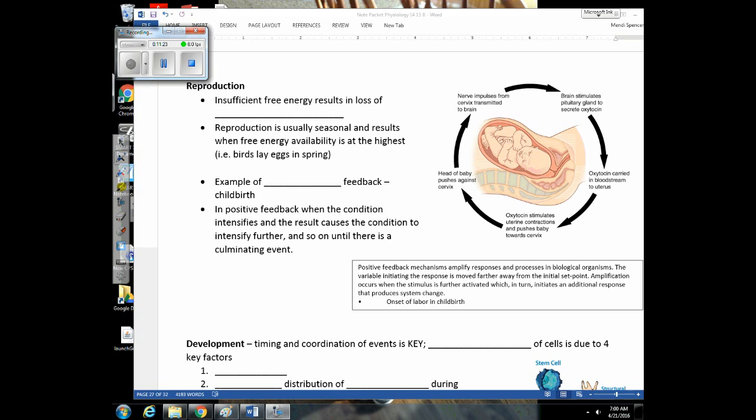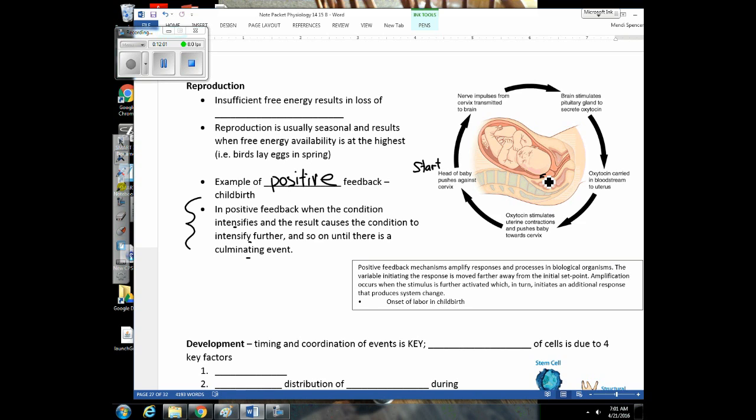Childbirth is another easy example for you to remember that is showing us positive feedback. The official definition of a positive feedback loop is whenever we have a condition and it's intensifying, and the result actually causes the condition to intensify further until there's a culminating event. I'm going to start here on this diagram. So after 9 months and that baby's grown and it's gotten heavier, then it starts to put pressure on the cervix. So here's the cervix and the head is putting pressure on the cervix.